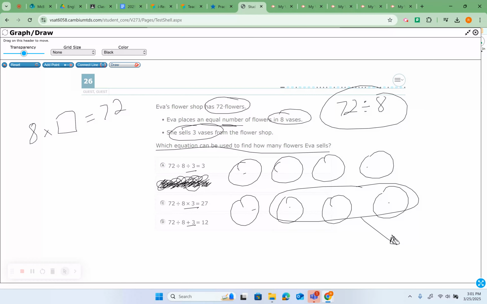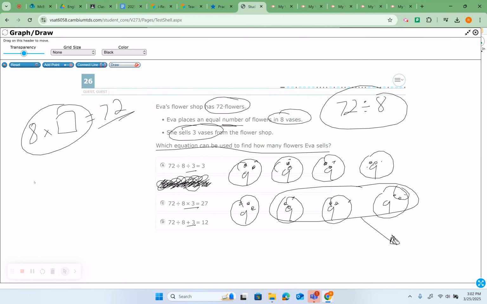I would start playing with it. I'd just do this: 1, 2, 3, 4, 5, 6, 7, 8, 9, 10, 11, 12, 13, 14, 15, 16, and just work your way, and eventually you're going to end up getting 9 in each vase. But you can literally draw it out and just count your way up until you get there. That's one way to do it. Hopefully the kids know 8 times 9 is 72.